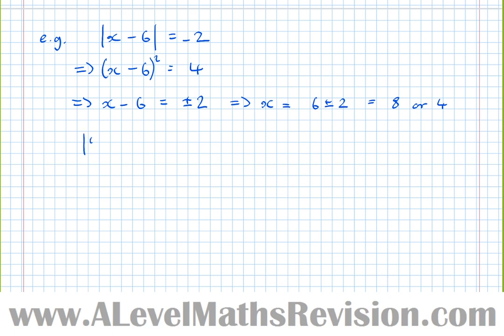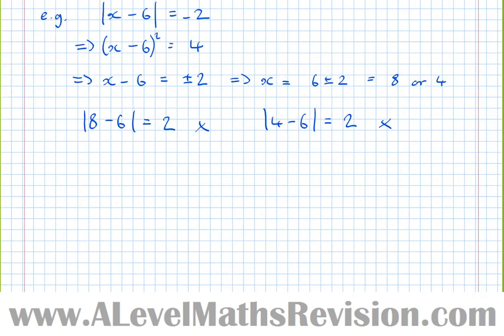So the modulus of 8 minus 6 is 2, not minus 2. And the modulus of 4 minus 6. Well, 4 minus 6 is minus 2. Modulus makes it 2. Still not an answer. Both the answers we found here are invalid. And the reason I think the graphical method is superior is because the graphical method would have shown us why those were invalid solutions.